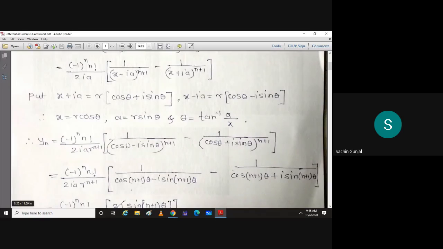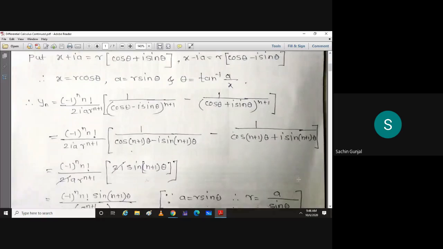So this minus 1 raised to n factorial over 2ai, r raised to n plus 1 as it is. Then 1 upon cos of n plus 1 theta minus i sine of n plus 1 theta, minus 1 upon cos of n plus 1 theta plus i sine of n plus 1 theta. Now do this cross multiplication. What will it be? Cos n plus 1 theta plus i sine n plus 1 theta, minus cos of n plus 1 theta, minus minus becomes plus i sine n plus 1 theta. What will be the denominator? A minus b, a plus b.